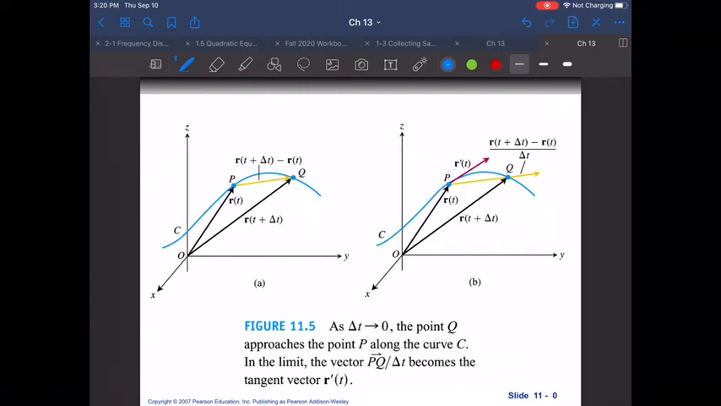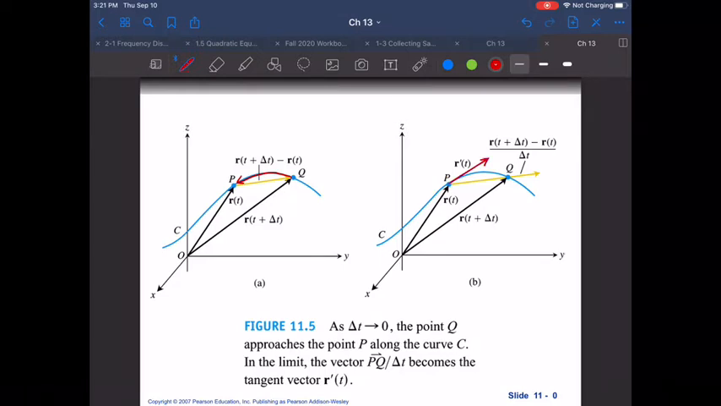All right. Let's take a look here. This is just, again, some vector functions where you have position vector r of t, and then you have some time step delta t, you're stepping forward, and you have a function r of delta t in the first picture. That's what they're showing there. As delta t goes to 0, the point Q approaches point P. So as we take that limit, we're going to push that point Q over to approach P along the curve C. In the limit, the vector PQ over delta t becomes the tangent vector r prime of t. So as we take that limit, we end up finding a vector that is tangent to our curve there.